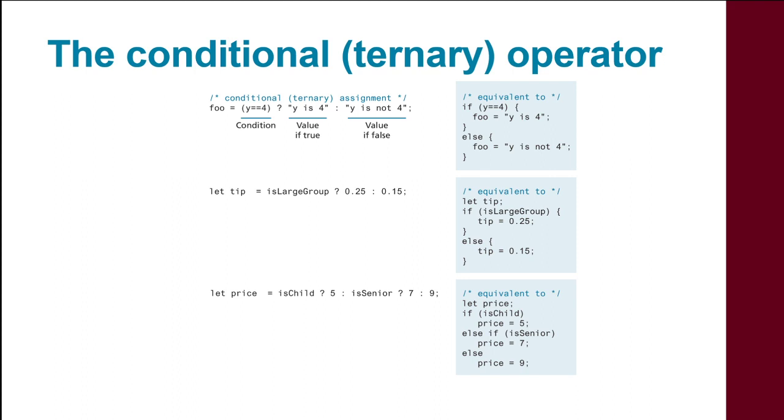So looking at the next one down, we're declaring a variable of tip, setting it equal to a condition. Is it a large group? Which is another variable. And then the question sign. And then if it's true, set the tip to 0.25. If it is not true, set the tip to 1.5. Last one, same thing.